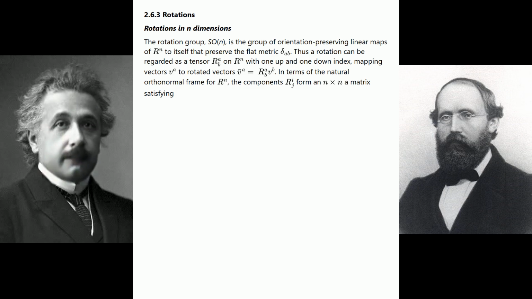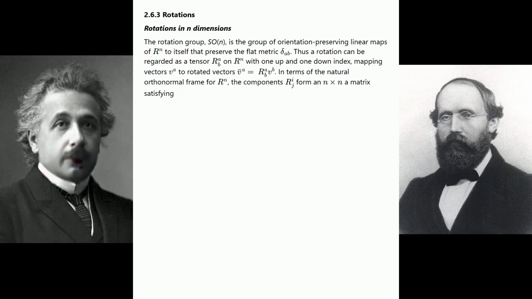2.6.3 Rotations. Rotations in n dimensions. The rotation group, SO(n), is the group of orientation-preserving linear maps of R^n to itself that preserve the flat metric delta_AB. Thus a rotation can be regarded as a tensor R_B^A on R^n with one up and one down index, mapping vectors v^A to rotated vectors v-bar^A equals R_B^A v^B.